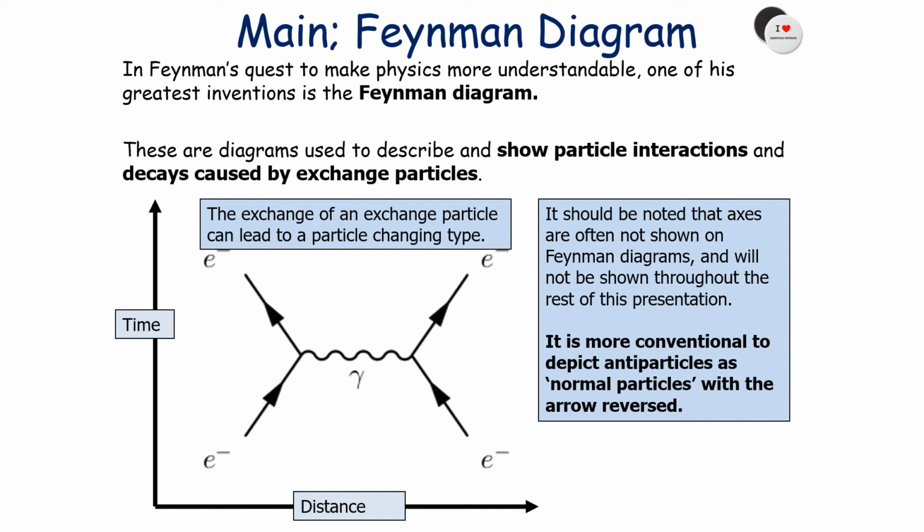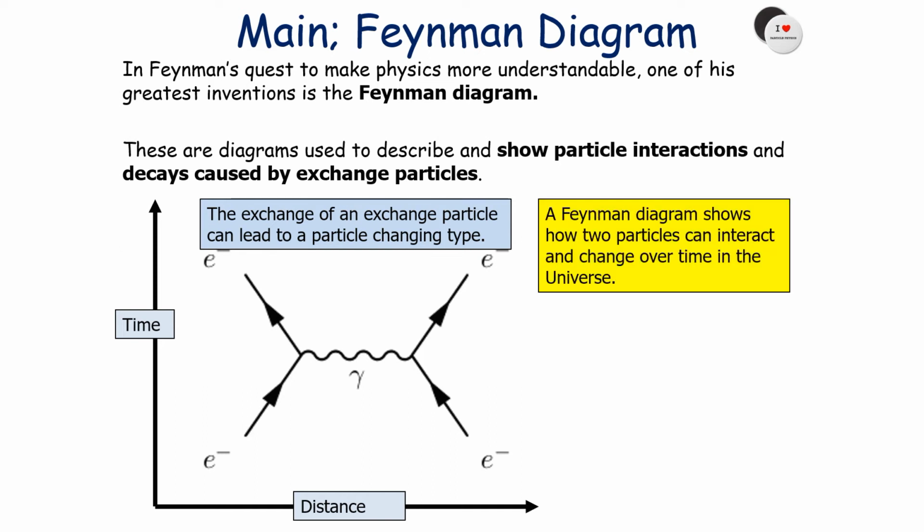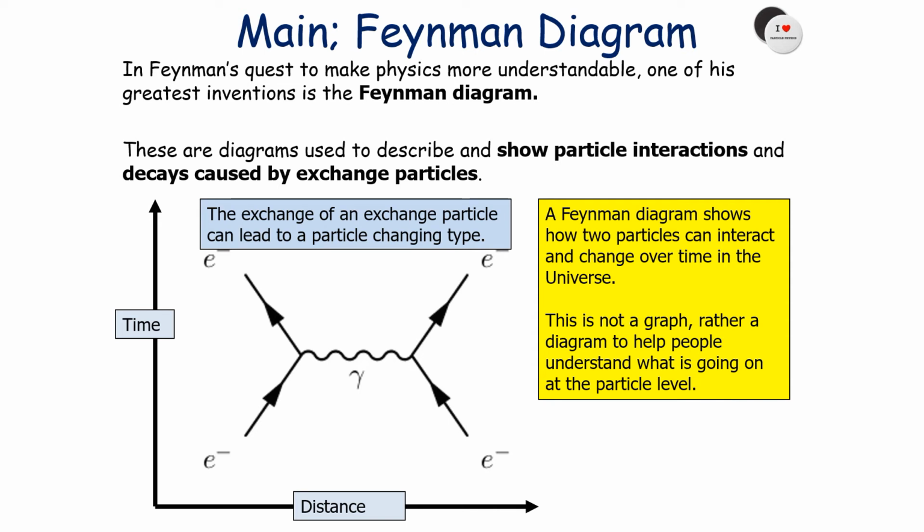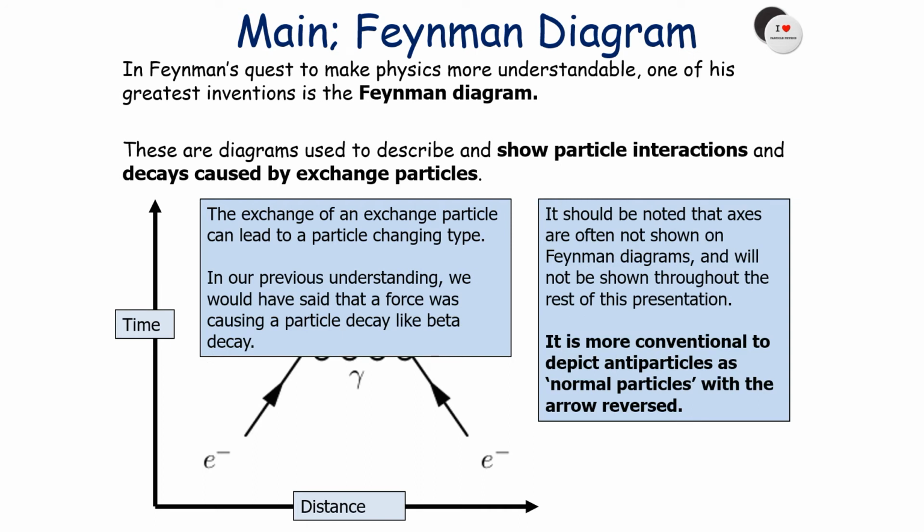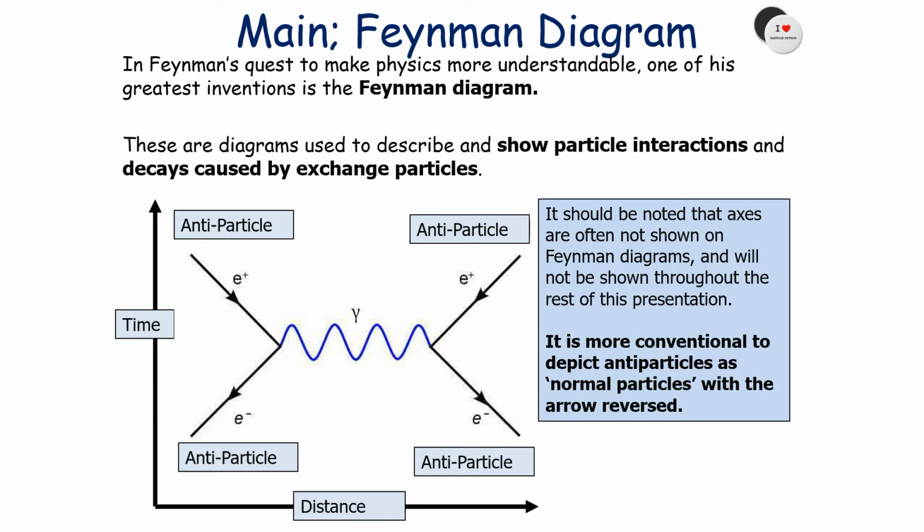And in addition, it's more conventional to depict antiparticles as normal particles but with their arrows reversed. So a Feynman diagram shows how 2 particles can interact and change over time in the universe. It's not a graph, rather it's a diagram to help people understand what's going on at the particle level. So let's have a look at what's going on. So in our previous understanding, we would have said that a force was causing a particle decay like a beta decay. So just to clarify before we move on again, okay, we've got our antiparticles on the bottom and at the top because the arrows are reversed. It looks like they're going backwards in time.